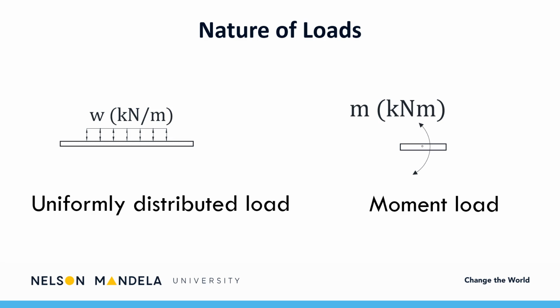Please don't confuse the two, guys. The uniformly distributed load is in kilonewtons per meter. The moment load is kilonewton meter. Let's not confuse them.